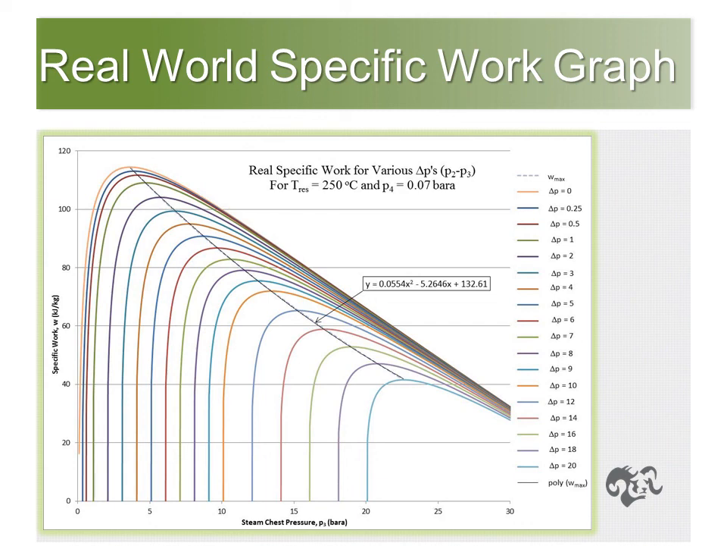I've drawn a polynomial line through these peaks for this specific case just to show that the locus of these peaks follows a well-behaved curve. For any given set of reservoir temperature, condenser back pressure, and pressure loss between the separator and the steam chest, there's a specific work curve with a maximum value that can be calculated.